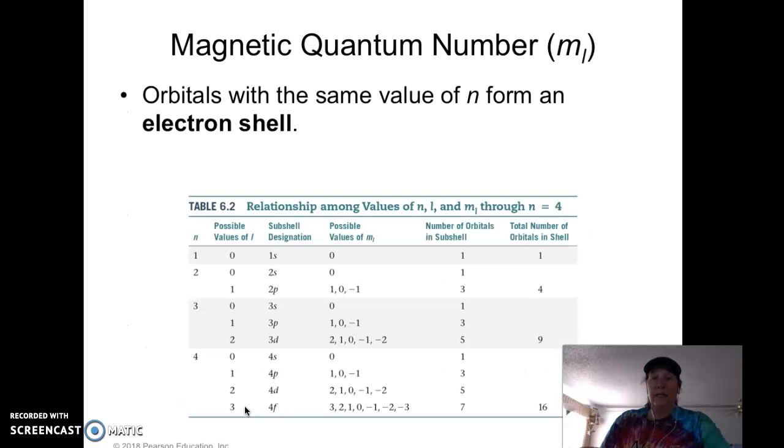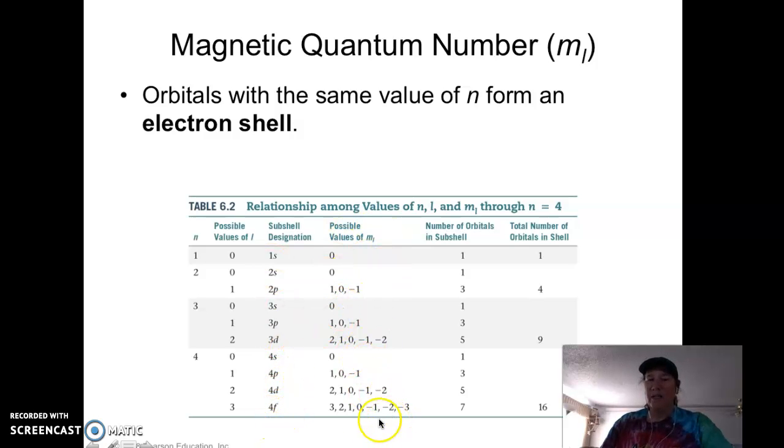Okay, and here is showing them. The first, because there's only 2 elements in the first one, the principal quantum number is 1, and they have an S, and that's it. When you get to the second one, you have S and you have P. When you get to the third, you have S, P, and D. When you get to the fourth, you have S, P, D, and F. Okay, so you get all these.